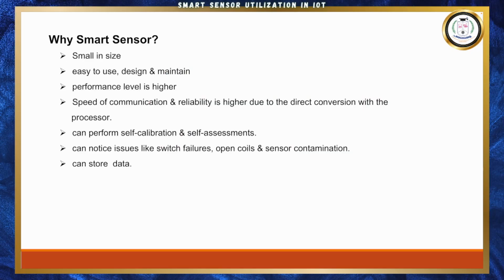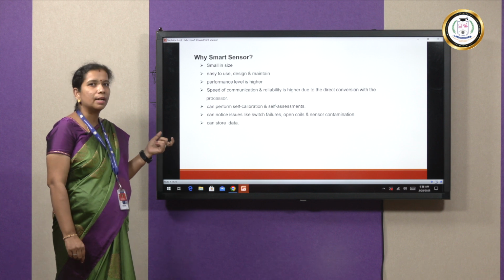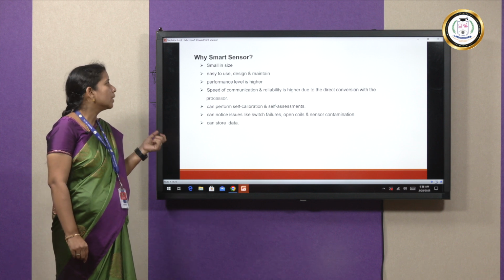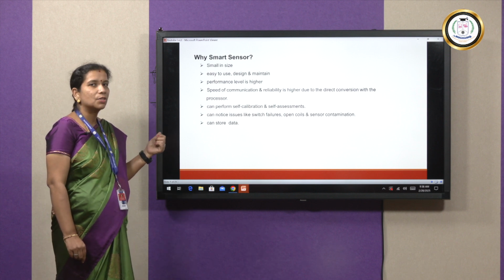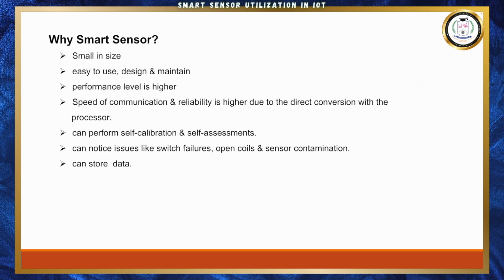Why do we go for the smart sensor? It is smaller in size, easy to use, design and maintain, and its performance level, communication speed and reliability are very high. It has self-calibration and self-assessment abilities, so it automatically notifies us about switch failures or other failures, and we can also store our data in the smart sensors.